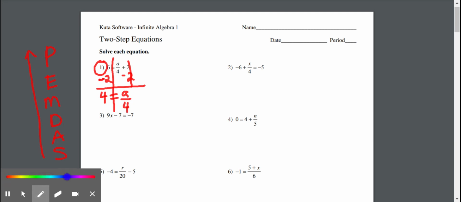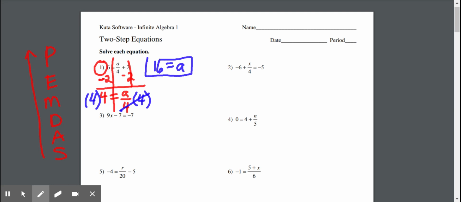Then we just have one more step to get a by itself. We want to undo division by 4, so we multiply by 4 on both sides. Since 4 times 4 is 16, that is what the left-hand side is now. And since 4 divided by 4 is 1, that goes away, and we are just left with a. So that is how you would solve an equation with a fraction in it.